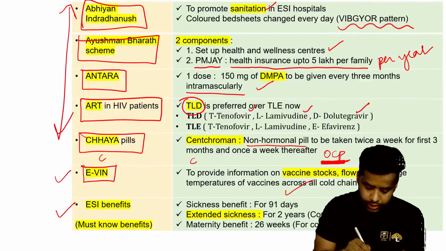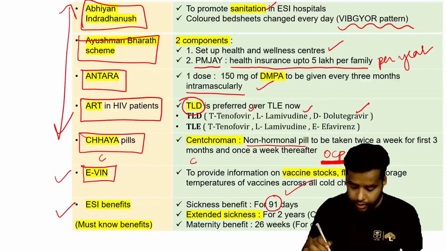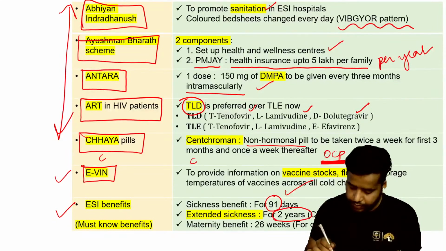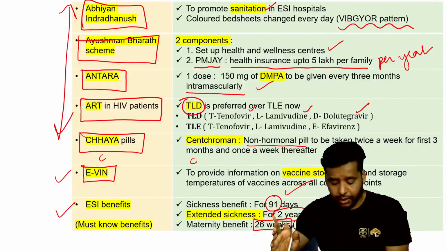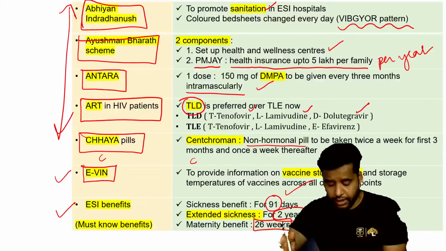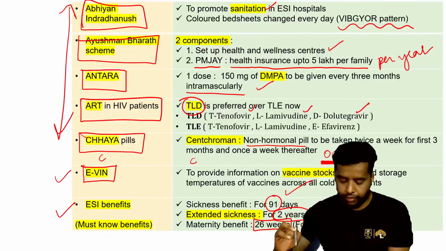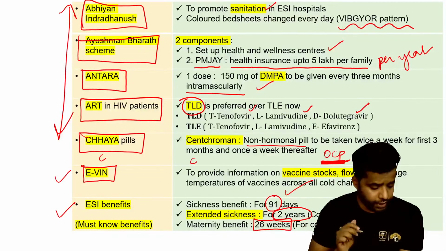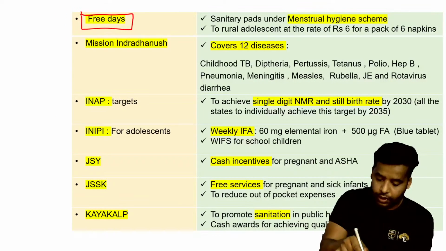ESI benefits you should know. Sickness benefit 91 days, extended sickness 2 years, and maternity benefit 26 weeks. These three things are repeatedly asked. Sickness benefit 91 days, extended sickness for chronic diseases 2 years, and maternity benefit is for how many weeks? 26 weeks for confinement.